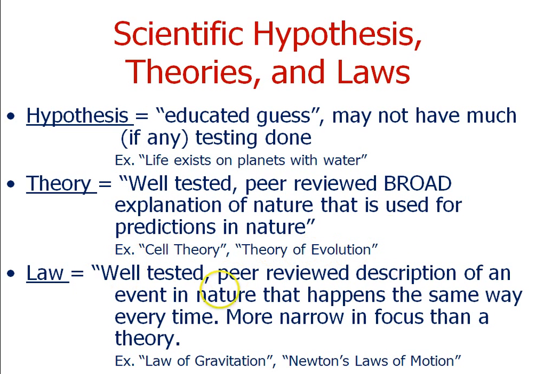And then a law is a well-tested, peer-reviewed description of an event in nature that happens the same way every time. More narrow in focus than a theory. So theories don't necessarily become laws, and laws don't come from theories. They both have different purposes. For example, Newton's second law of motion is force equals mass times acceleration. It's a very narrow definition of what happens as a result of those three variables: force, mass, and acceleration.